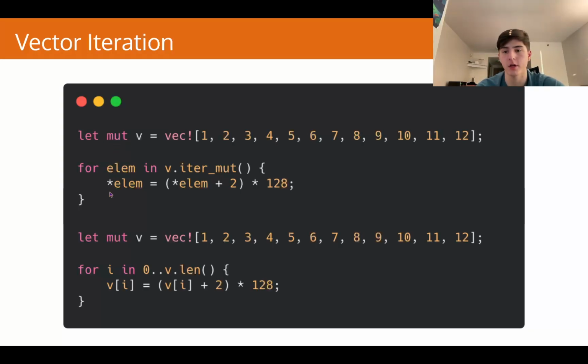Here, as we mentioned earlier, we can dereference the mutable reference to an integer, modify it here, and then this equals will assign it and make it so that each element in the vector has changed to plus 2 times 128. This is an alternate way of doing it below that we have covered before, but this one's more advanced with references. Notice how here we do not have to take a mutable borrow, since doing this bracket notation infers that reference.